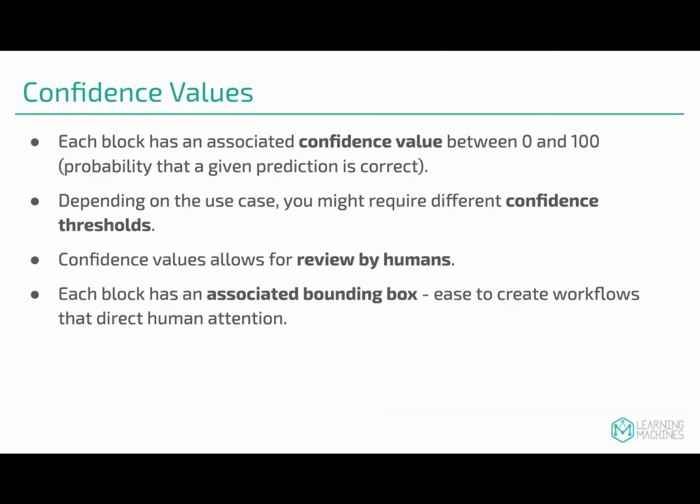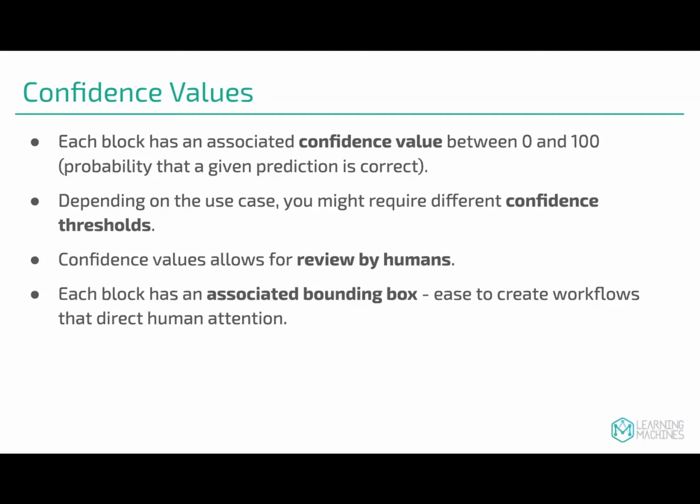Now, in addition to these various blocks that are extracted on a page, you also get confidence values returned for each one of the blocks. The confidence value is a value between 0 and 100, which expresses the probability that a given prediction is correct. Depending on your use case, you might set different confidence thresholds. Something like archival might require something as low as, say, 50% confidence, while if you're thinking about things like financial decisions, you might need a confidence value of 90 or higher.